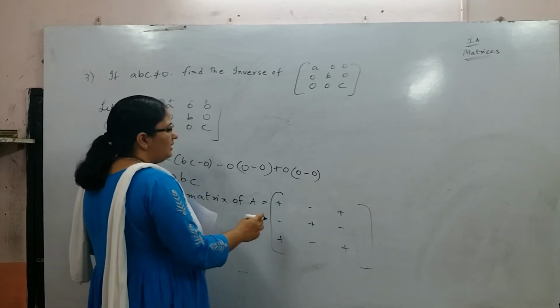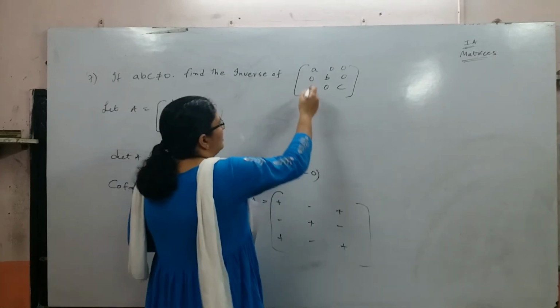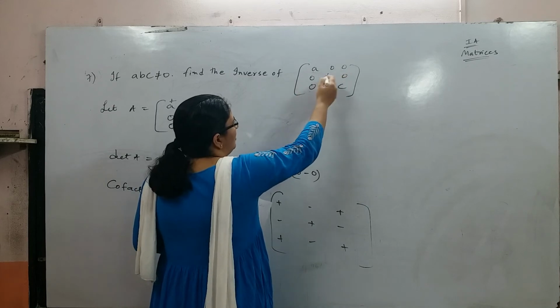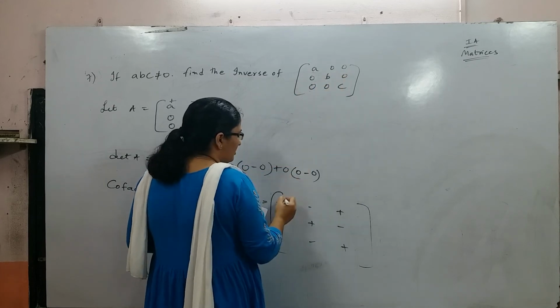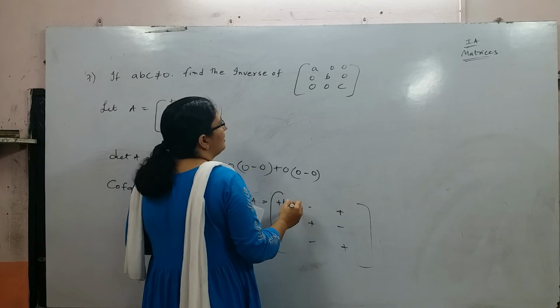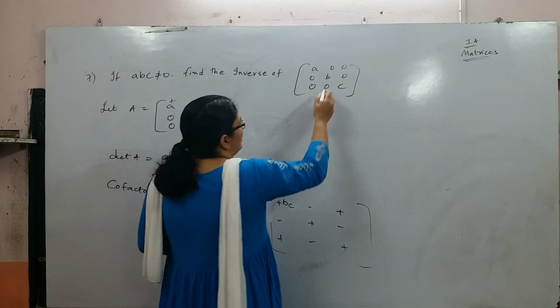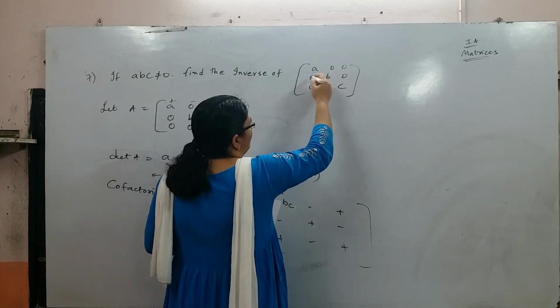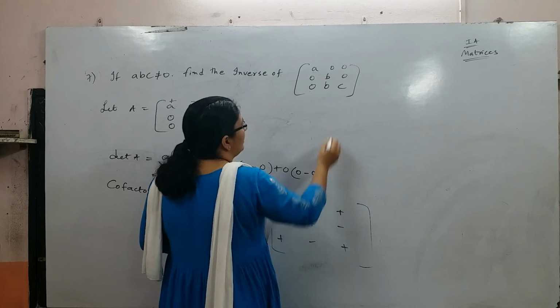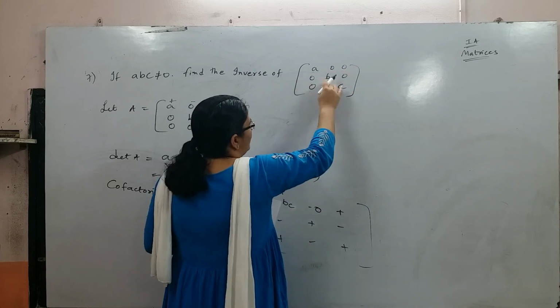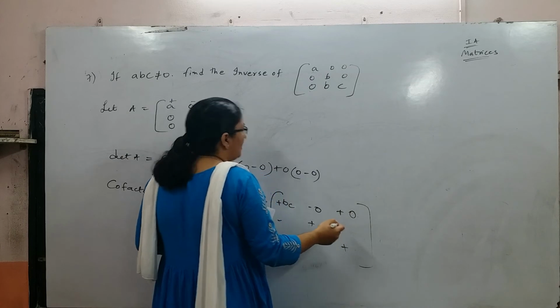And the first one, close this column, close this row, you have BC minus 0. So here you get BC. Next, close this column, close this row. 0 minus 0 is 0. Close this column, close this row. 0 minus 0 is 0.